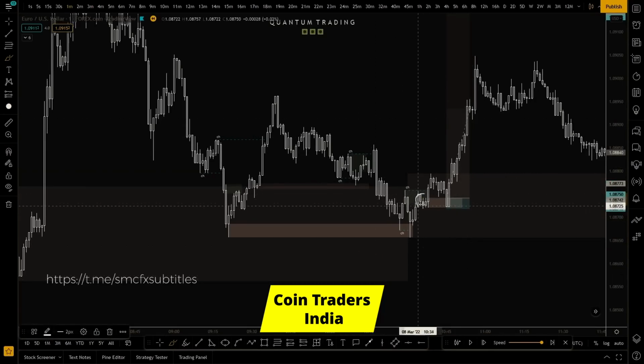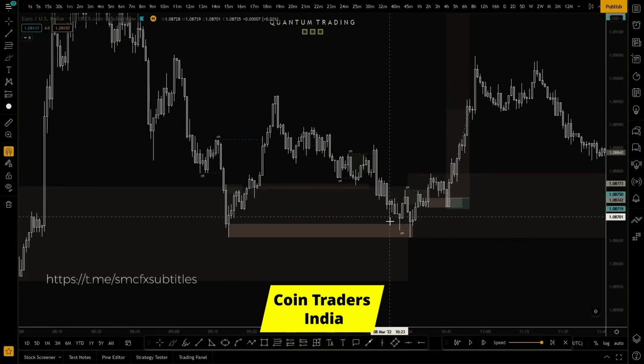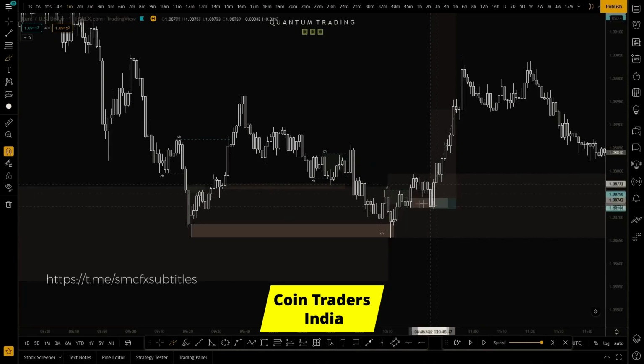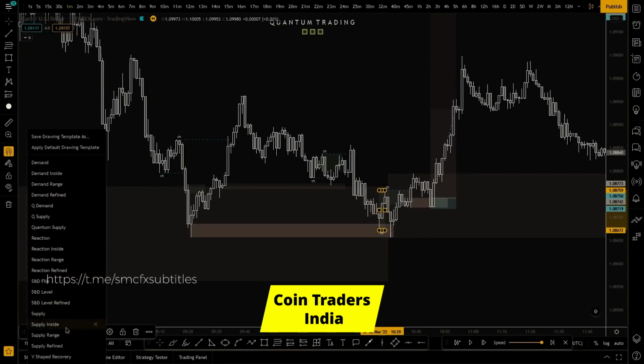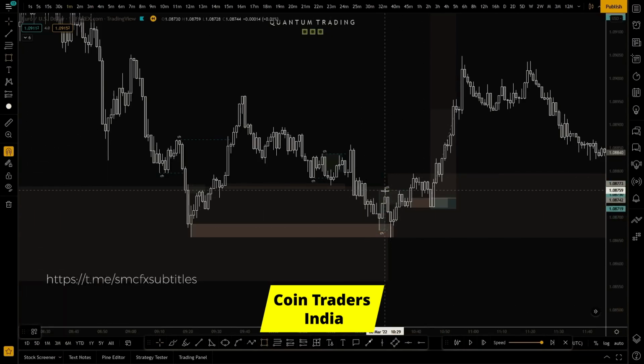But we've had a reaction to the supply level, and now this has led to a change of character, which has now left a supply to demand flip. Because what can we see here? Price has come up, it's come back down, it's reacted to the supply level, and instead of putting in a new lower low, this has flipped and led to the change of character. So you can see the low is gone, the high is gone. We've gone from a supply range, which is this, so we've now gone into a new demand range.